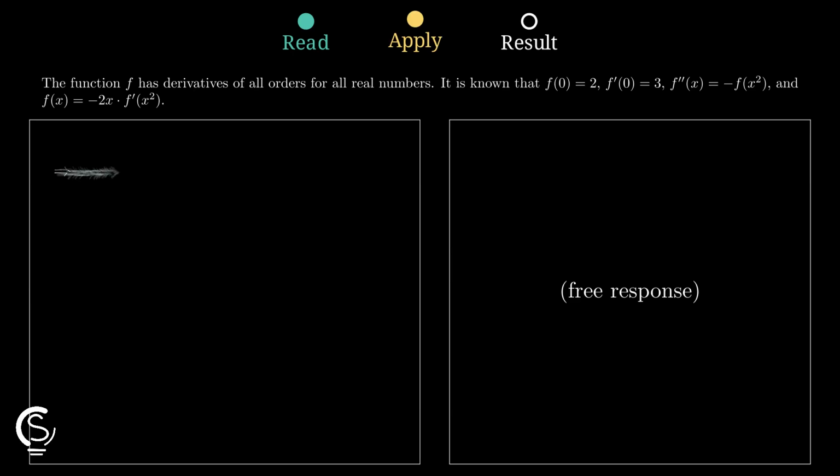Next, we construct the 4th degree Taylor polynomial using our calculated derivatives at 0. This results in 2 plus 3x minus x squared over 2 minus 2x to the 4th.